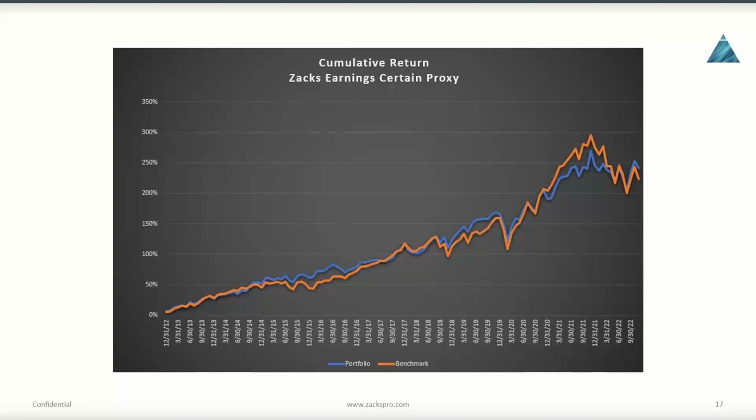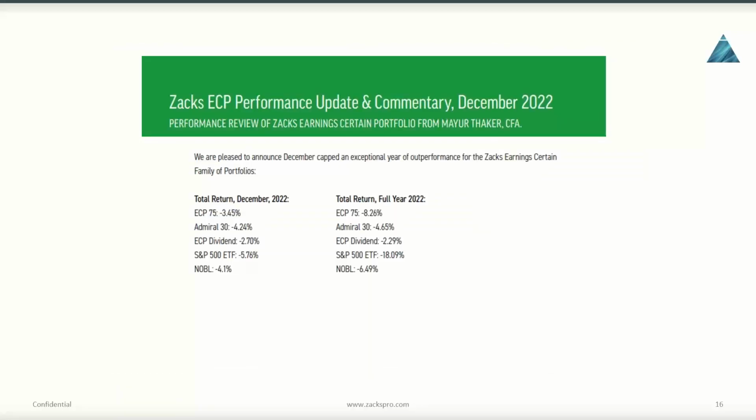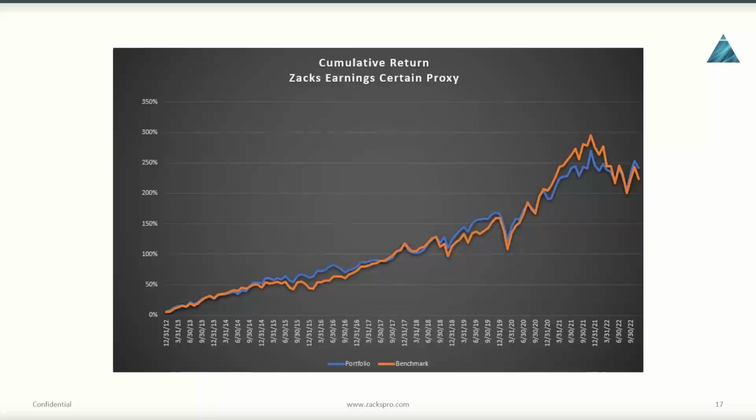And so we're playing defense, and yet we're keeping up with the market return here, which means that when there is a significant drawdown in the market, that's when we're going to start to show significant outperformance. And so that's exactly what we saw here in 2022. During a year of a drawdown, we beat the market by almost 1,000 basis points.